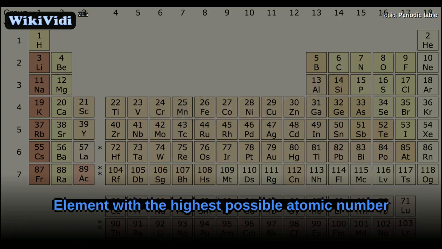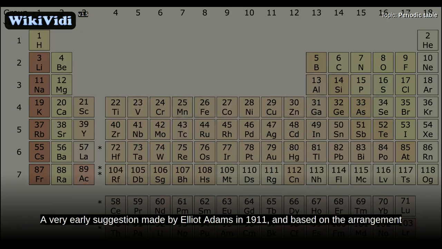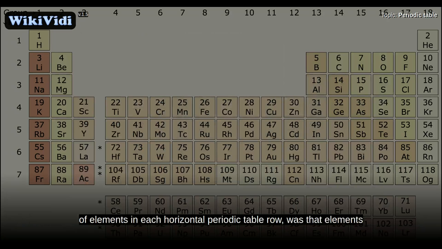Element with the highest possible atomic number. The number of possible elements is not known. A very early suggestion made by Elliott Adams in 1911, and based on the arrangement of elements in each horizontal periodic table row, was that elements of atomic weight greater than 256 plus or minus did not exist.